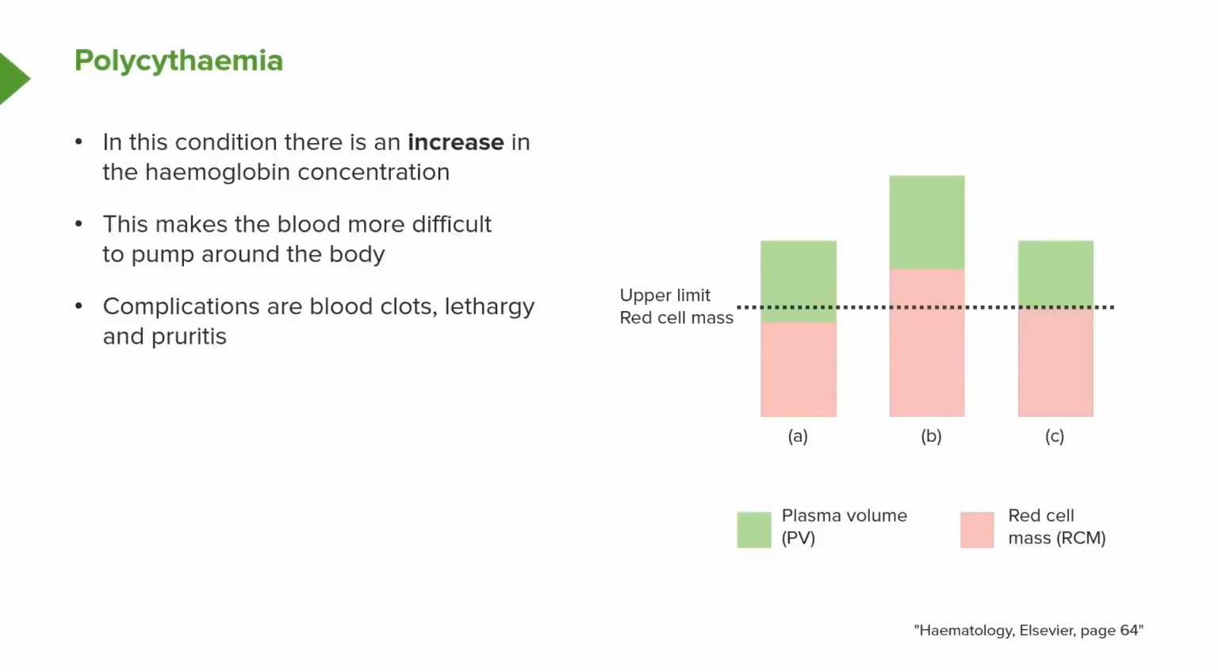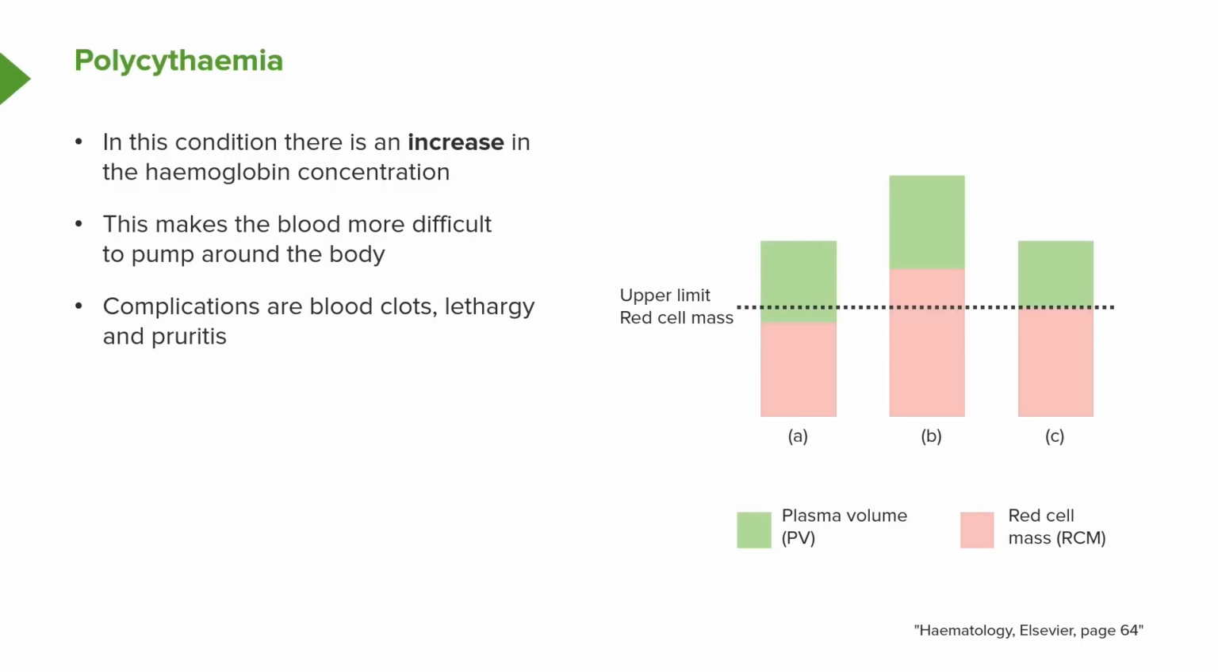We've spent a lot of time talking about anemia, but I just want to finish off by introducing the other side of the coin, where a patient has too many red cells, and that we call polycythemia. Here we see an increase in the hemoglobin concentration. It makes the blood more difficult to pump around the body. It's more viscous. And complications here include blood clots, tiredness, lethargy, and also pruritus or itching, which is particularly seen in polycythemia vera. So I'll explain in a minute.